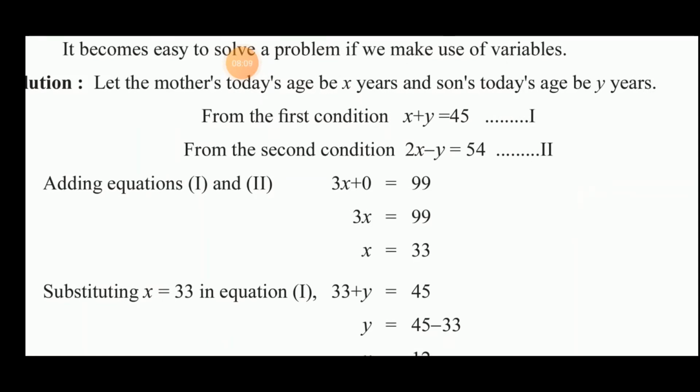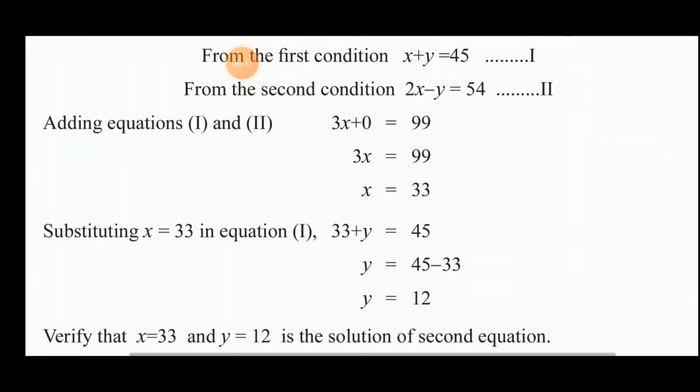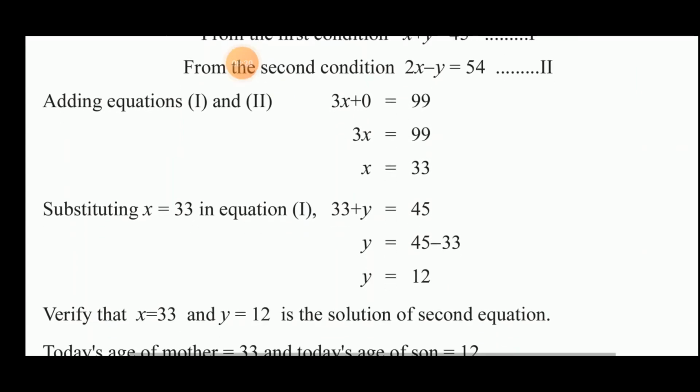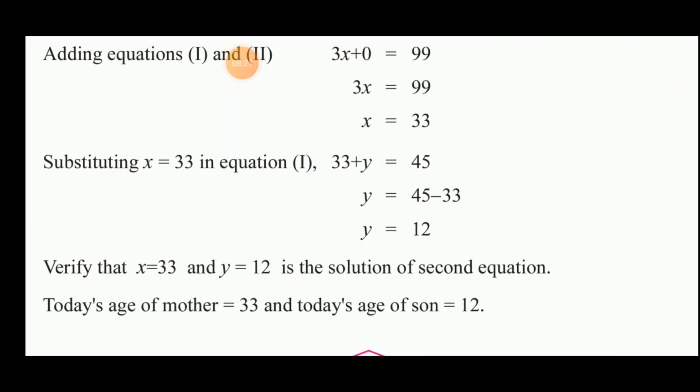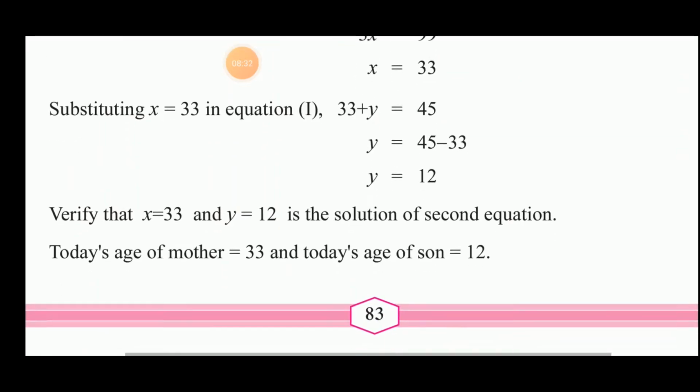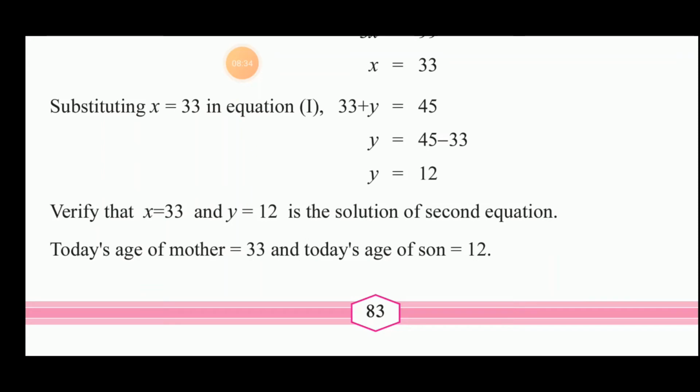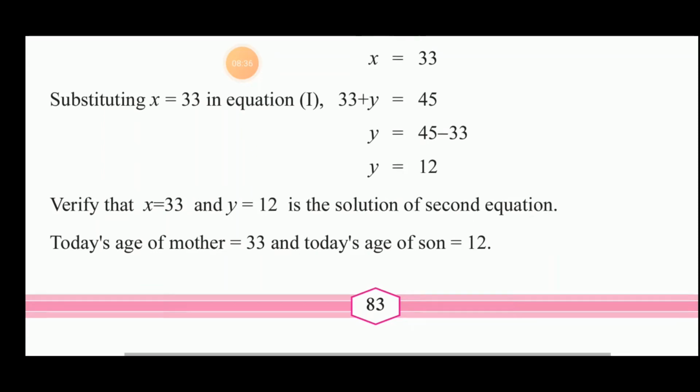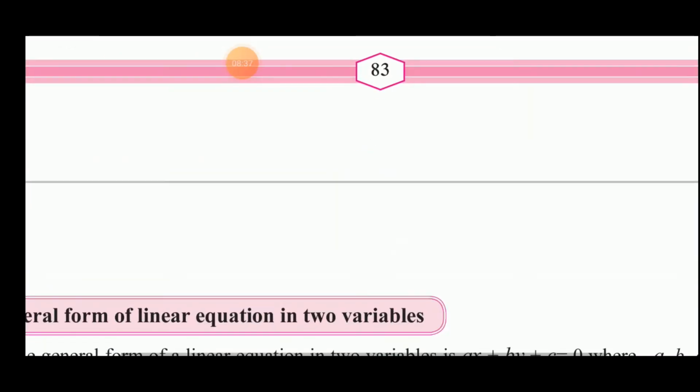So substituting x is equal to 33 in equation 1, we get 33 plus y equal to 45. y will be equal to 45 minus 33, that is 12. So now when we substitute in both the equations, we verify that x is equal to 33 and y is equal to 12 is the solution of the second equation. So today's mother's age is 33 and son's age is 12.